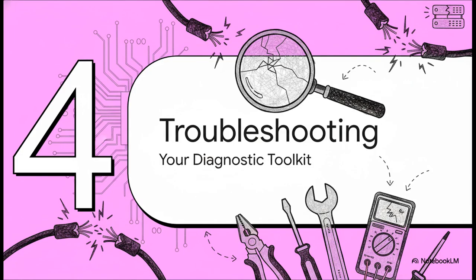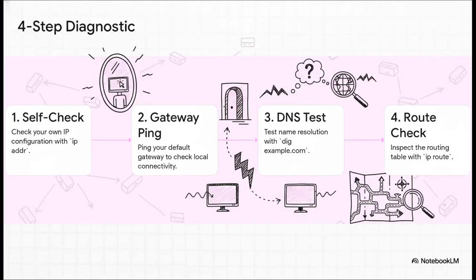Okay, so we've built some things. Now let's talk about what happens when they inevitably break. Because they will. It'll happen on the exam, and it'll happen on day one of your first job. Having a systematic way to troubleshoot is what separates the pros from the people who just start randomly rebooting things. So let's build that toolkit. I want you to memorize this 4-step workflow. It's a logical process of elimination that will solve, I'm not kidding, 90% of network issues.